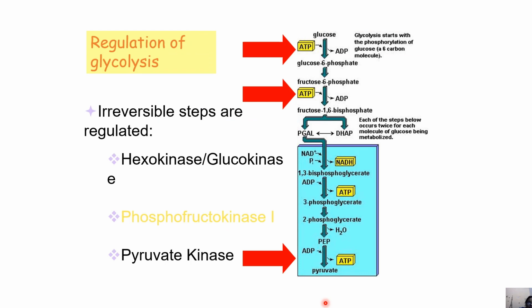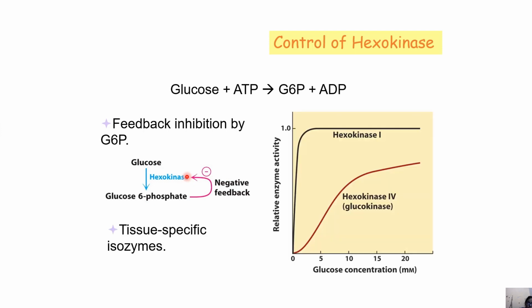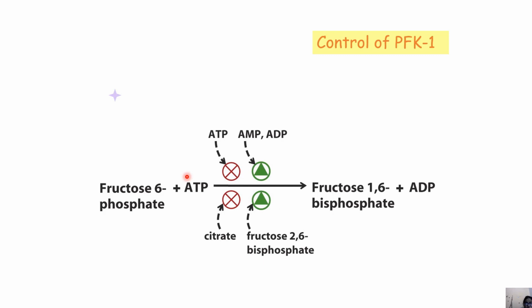So how can glycolysis be regulated? Glycolysis starts with the phosphorylation of glucose, the 6-carbon molecule. The irreversible steps are regulated: the hexokinase or glucokinase step, the first step, then the phosphofructokinase step, and the pyruvate kinase step. So how is the step by hexokinase controlled? Glucose plus ATP gives glucose 6-phosphate plus ADP, with feedback inhibition by glucose 6-phosphate. When there is excessive production of glucose 6-phosphate, it inhibits hexokinase, like a negative feedback.